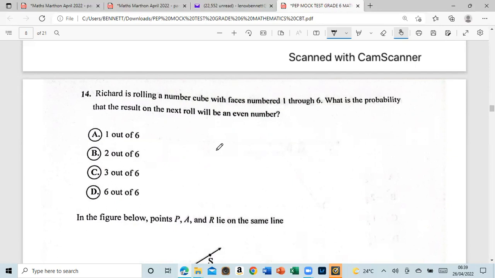All right, so number 14, Richard is rolling a number cube with faces numbered 1 to 6. What's the probability that the result of the next roll would be an even number? So 1 to 6, the only even numbers are 2, 4 and 6, so 3 out of 6, so that would be C.